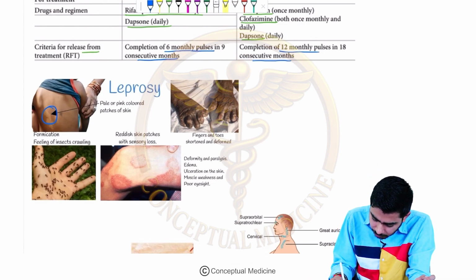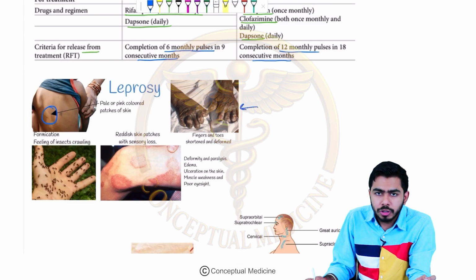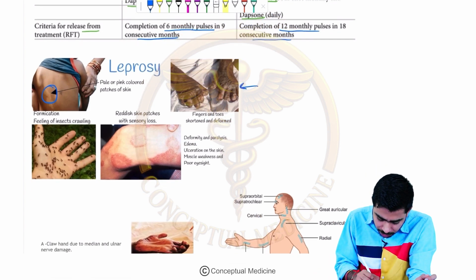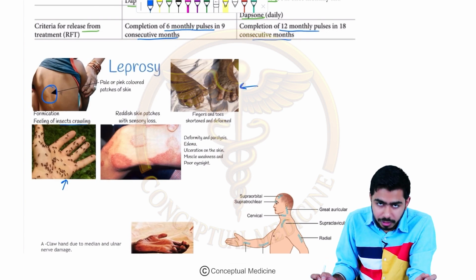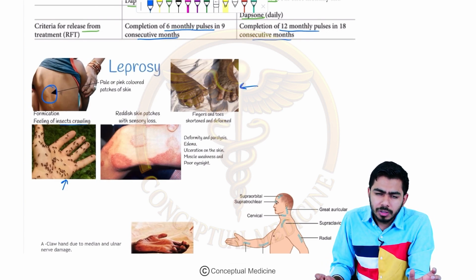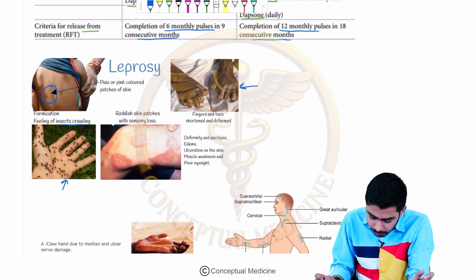Here also you can see the fingers and toes are very shortened, right? Here we are seeing formication. Formication means the feeling of insects crawling. This kind of thing is there. Loss of sensation could be a feature which can be there.